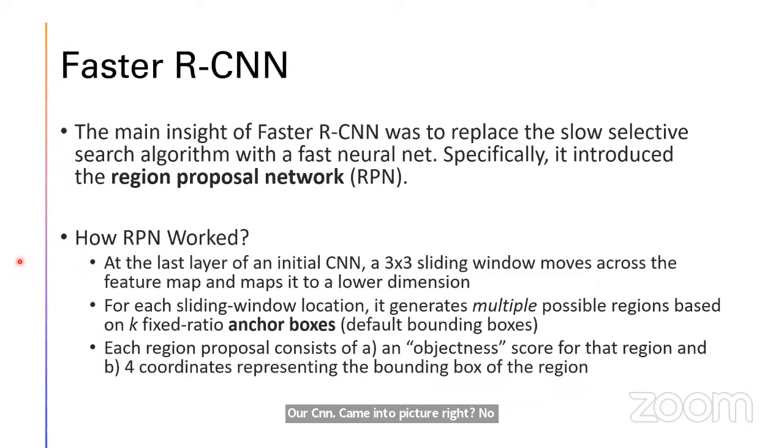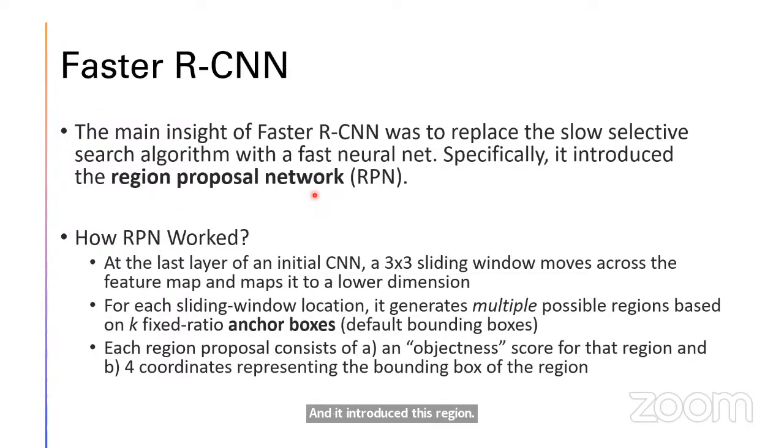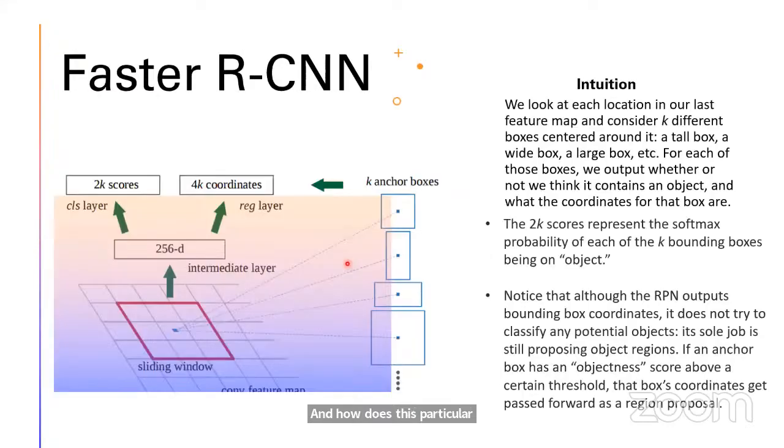Now, what happened in Faster RCNN? The main difference or advancement of Faster RCNN was replacing the slow selective search algorithm that we just talked about with a faster neural network. It introduced this region proposal network, RPN. So basically this RPN will get me the regions of interest, right? And how does this particular RPN work? Let's see in the image instead of reading here.